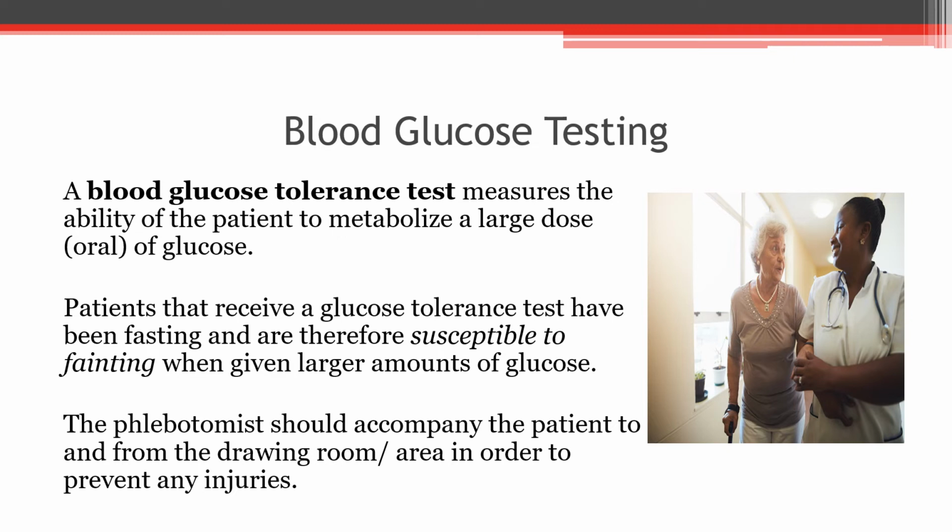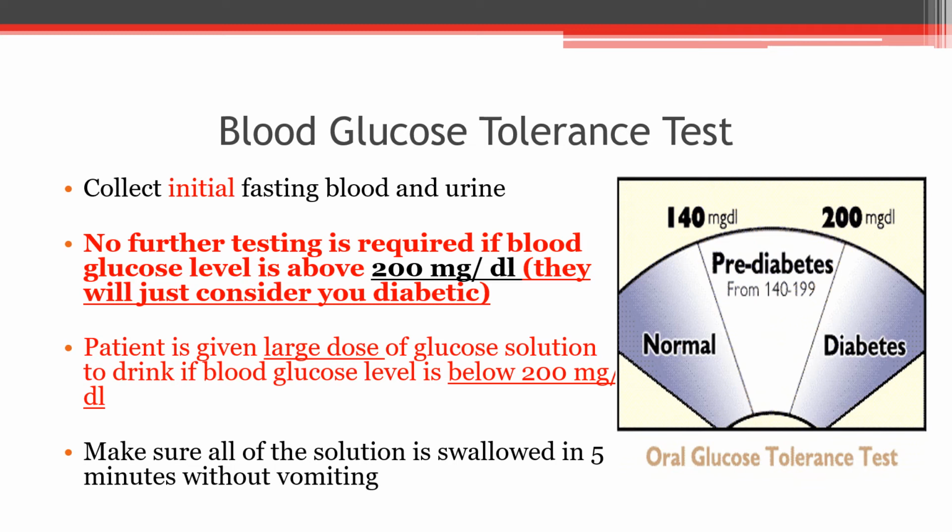Blood glucose tolerance testing. A blood glucose tolerance test measures the ability of the patient to metabolize a large oral dose of glucose. Patients that receive a glucose tolerance test have been fasting and are therefore susceptible to fainting when given larger amounts of glucose. The phlebotomist should accompany the patient to and from the drawing room or area in order to prevent any injuries.